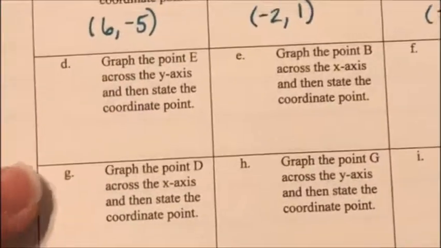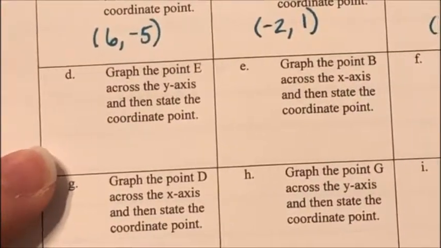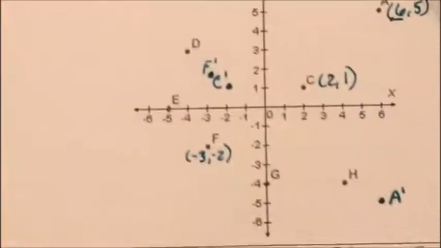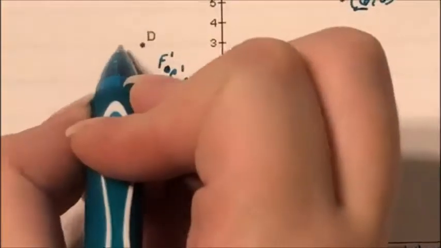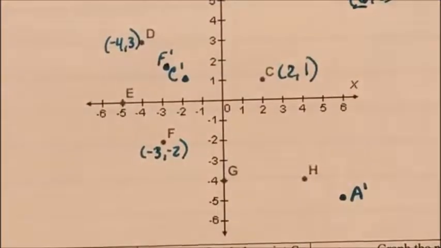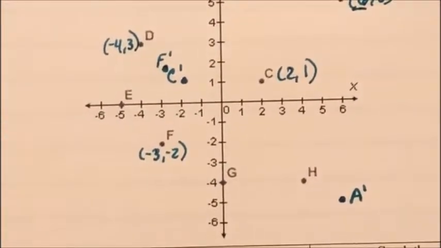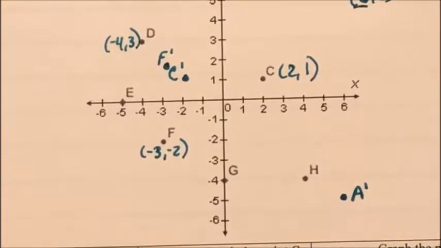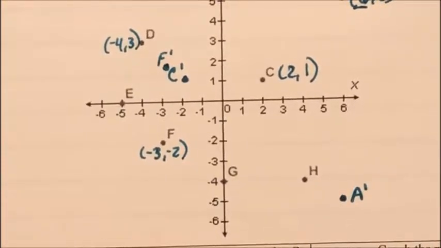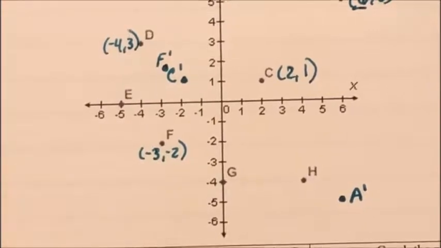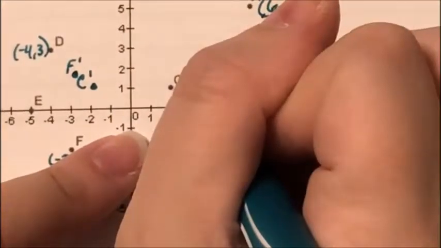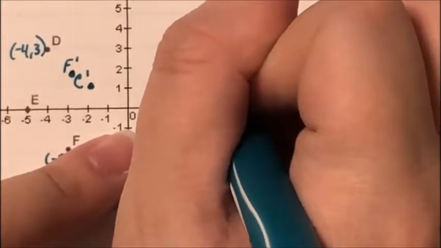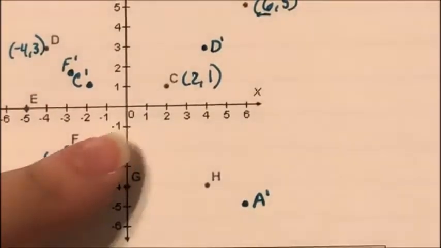Letter D, graph the point E across the y-axis, and then state the coordinate point. So D is right there. Its point is negative 4, 3. We're going across the y-axis, which means my x is opposite, my y stays the same. So that means it's 4, 3, which is D prime.